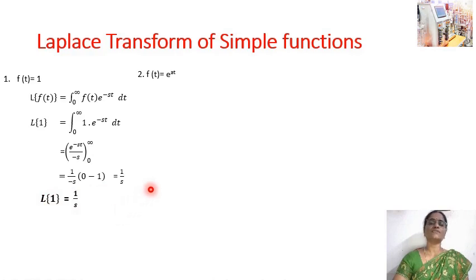Let's take the other function, f of t equal to e power at. This e power at is known as the exponentially increasing function. We call it an exponentially increasing function.